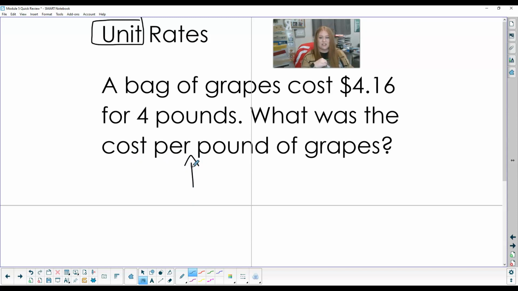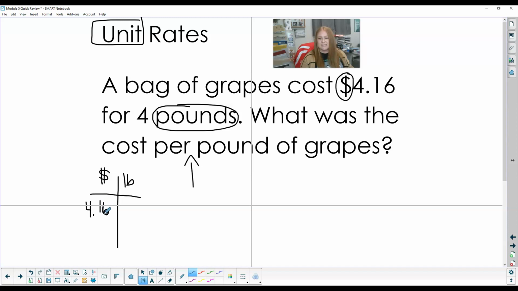So we've learned a couple different strategies that you can use to solve this. So you could set up a table, like the equivalent tables we just practiced. And I am comparing money and I am comparing pounds. Either way I do this problem, I have to know what are the two things I'm comparing. So I've got money and I've got pounds. My money is $4.16. My pounds is 4. And I want to know, what is the cost going to be? How much money if I buy one unit of grapes, 1 pound of grapes?